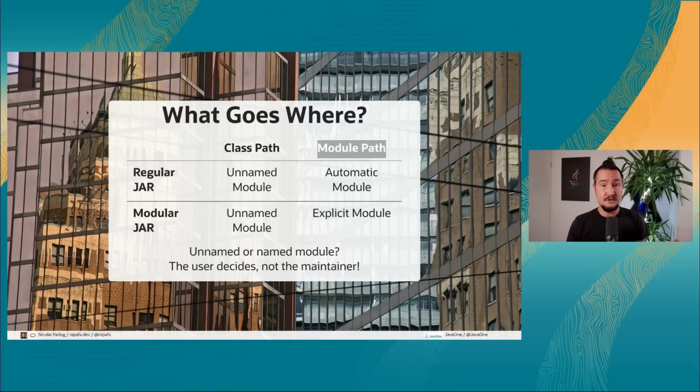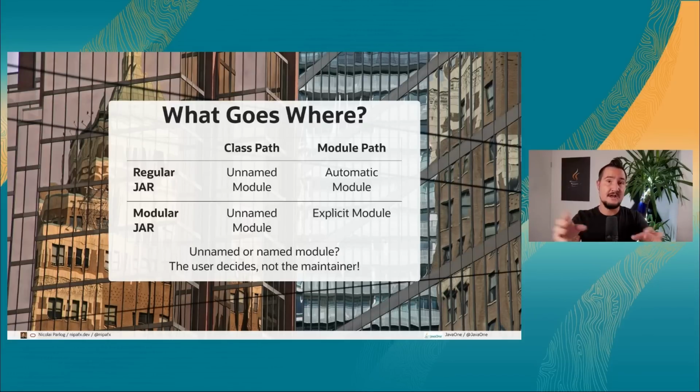And if you put something on the module path, as I described, you either get an automatic module or an explicit module. So that means while you as a maintainer of a library or as a maintainer of a framework can decide to ship modules or not, you cannot force your users how to use them. It's us users who can decide, well, I can put this stuff on the class path, it ends up in the unnamed module.